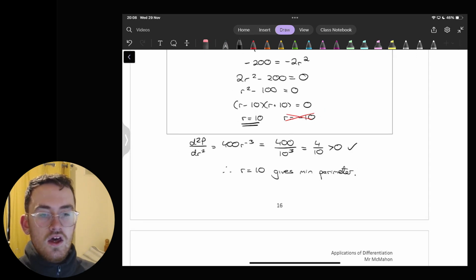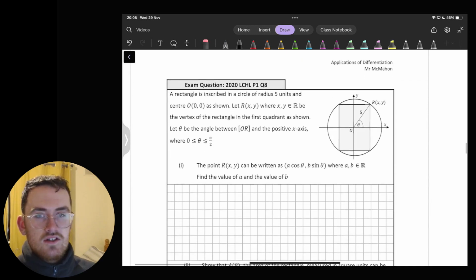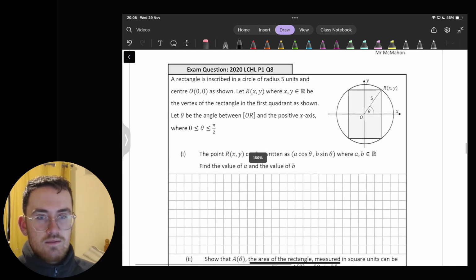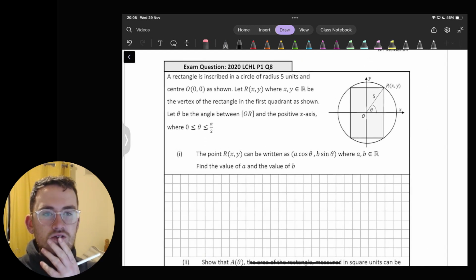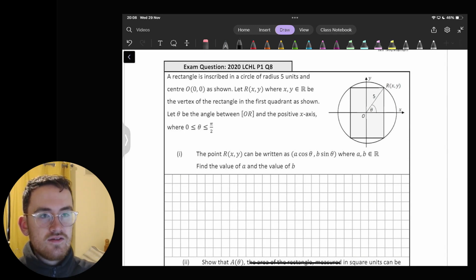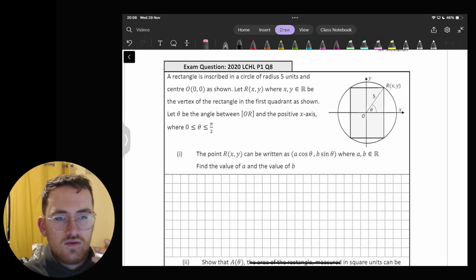Okay. So two nice examples there. So let's get stuck into the exam questions, I suppose. A rectangle is inscribed in a circle of radius 5 units and center 0, 0 as shown. Let P(x, y), where x and y are elements of the real numbers, be the vertex of the rectangle in the first quadrant as shown. Let theta be the angle between OP and the positive x-axis, where theta is between 0 and pi over 2, so 0 and 90 degrees.